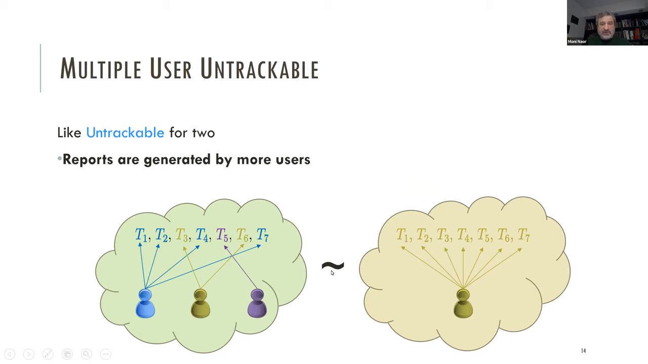And of course, you could be even more greedy, and you can say any two partitions here, you cannot tell where they came from. And you can show that the case of two implies the multi-user case with some loss of parameters. What about composition?